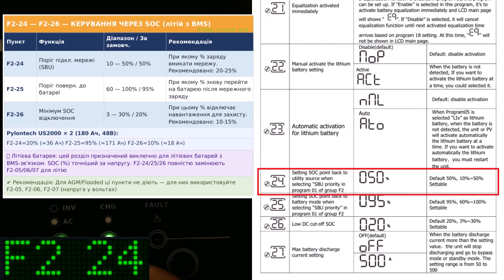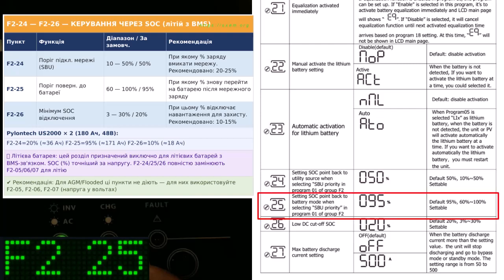F224, at what SOC to connect the grid in SBU mode? From 10 to 50%, default is 50. Meaning by default, as soon as the battery discharges to 50%, the grid activates. For most scenarios, 50% is very conservative. You can lower it to 20 to 30% to use the battery more and the grid less.